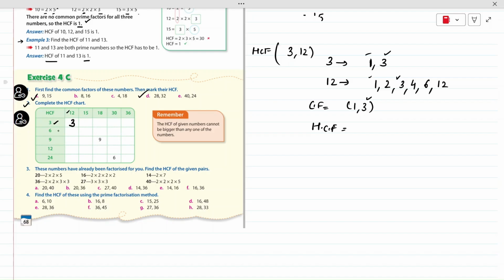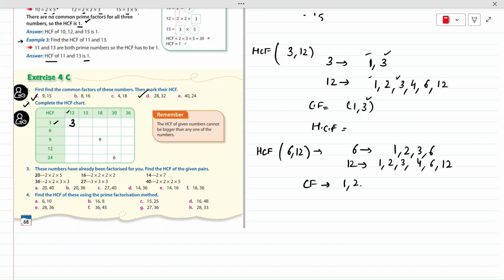Similarly, I am picking 6 and 12. I'm doing this one, kids, this column. So next we have HCF of 6 and 12. Factors of 6 are 1, 2, 3, and 6. 12 we have already written above: 1, 2, 3, 4, 6, 12. So what are the common factors? Common factors are 1, 2, 3, and 6. Correct? And what is the highest common factor among these? It is 6. So I'm writing 6 here.